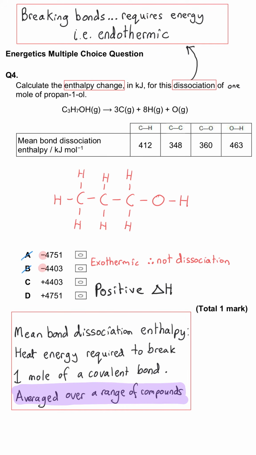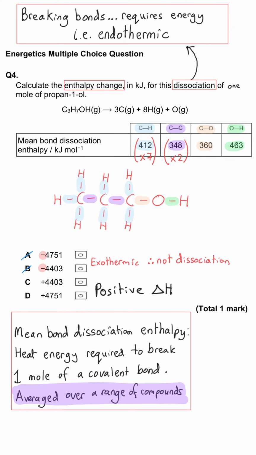Before doing any bond dissociation calculations, I would always recommend that you sketch out the molecule that you're breaking the bonds or making the bonds within. Now we're breaking all of these bonds here, remember. And so what that means is that we need to break 2 bonds between carbon to carbon, and that will each take 348. And we're breaking 7 bonds between carbon and hydrogen. Each of those will have a bond dissociation enthalpy of 412. And we're breaking 1 carbon to oxygen bond dissociation of 360, and 1 oxygen to hydrogen bond dissociation of 463.